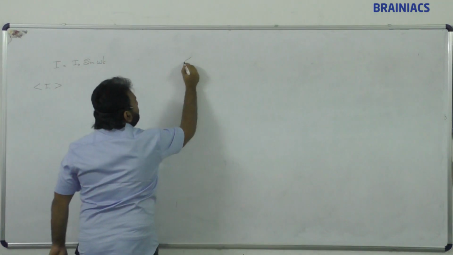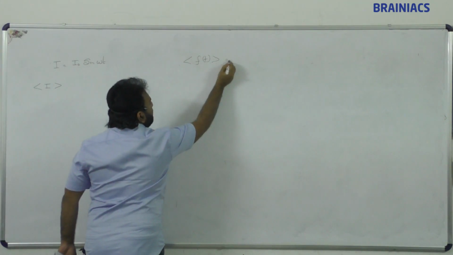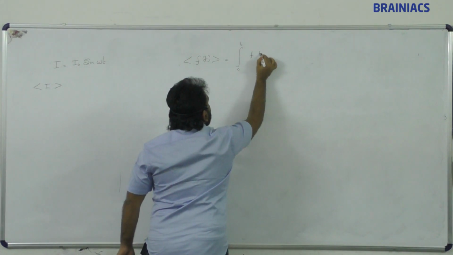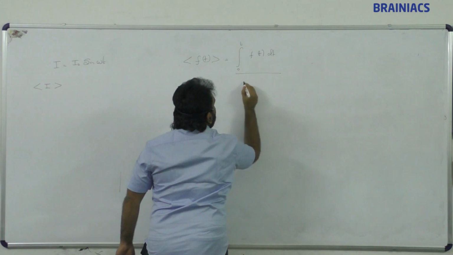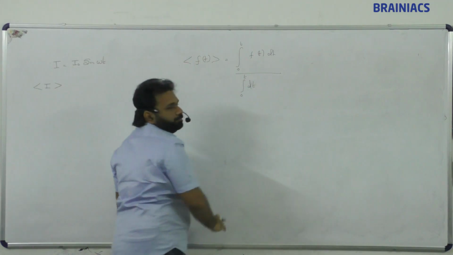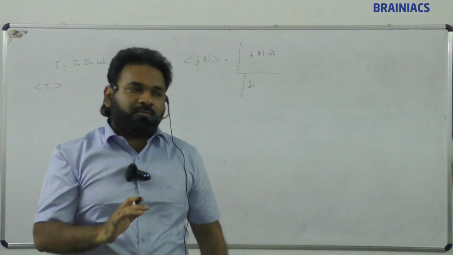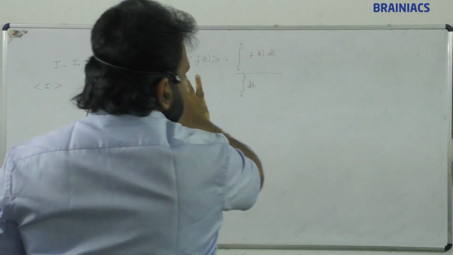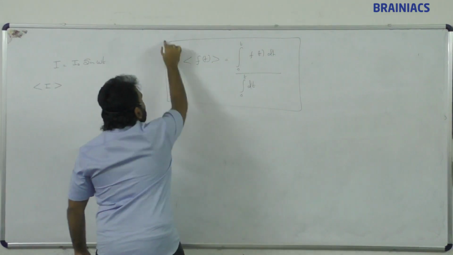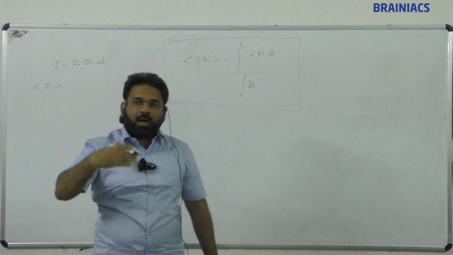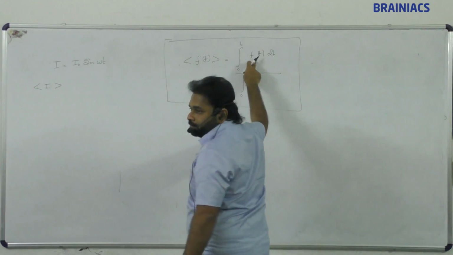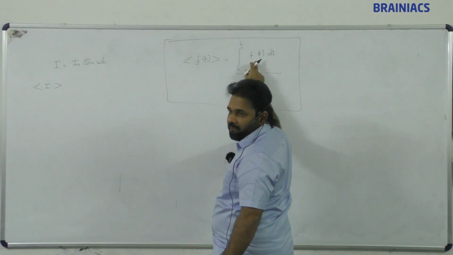So any function, if we need to find the average, what we do? Integral 0 to T of f(t) dt divided by integral 0 to T of dt. Anything, if we have any function of time, if we need to find average, this is its mathematical formula. It indicates for how much time we need to find average, because this is a function of time. Based on time, this is going to vary.